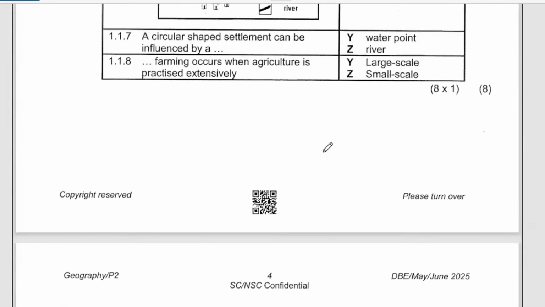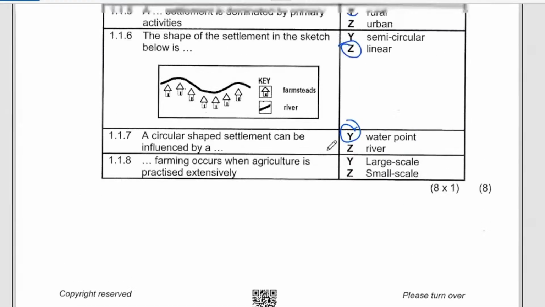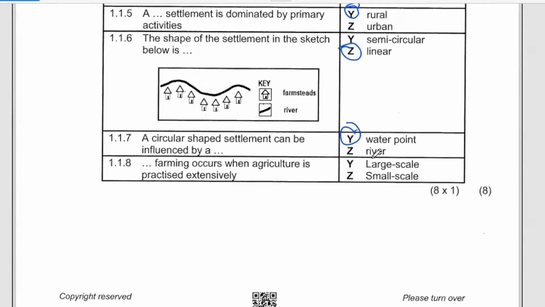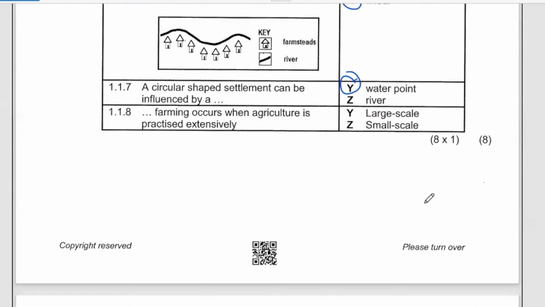A circular shaped settlement can be influenced by a water point. We cannot have a river. A river, we've just seen it here, is going to give us a linear settlement, but when we have a water point, it's most likely that the settlements are going to develop around the focal point, which is the water point.